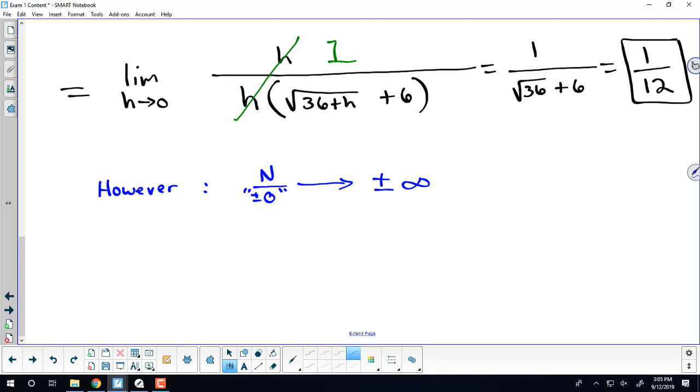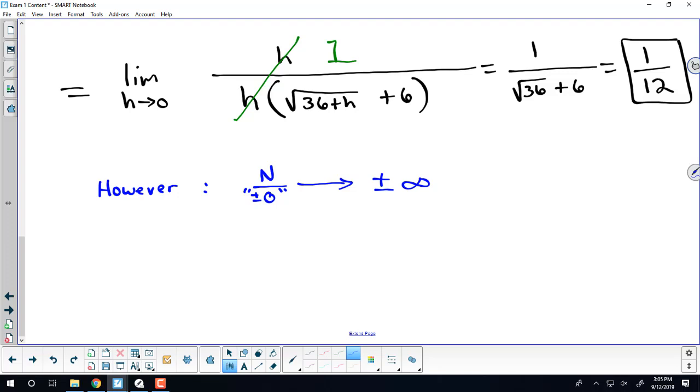What happened to the plus h under the square root, from here to here? Since it was approaching 0, we just plugged that in. So then we ended up with a function that was continuous at 0.